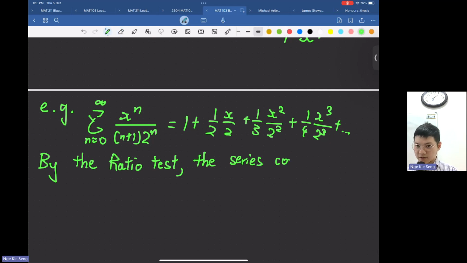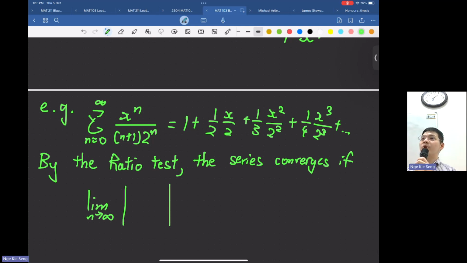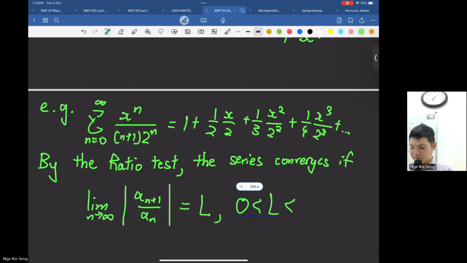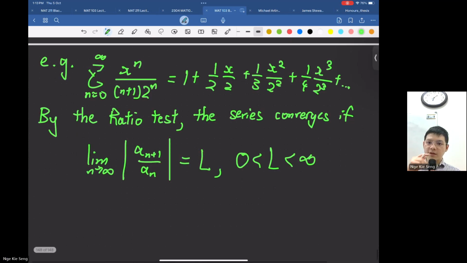The ratio test tells us what? When does this converge? When the limit of the absolute value of a_(n+1) over a_n is equal to some finite number. Do we need more conditions?